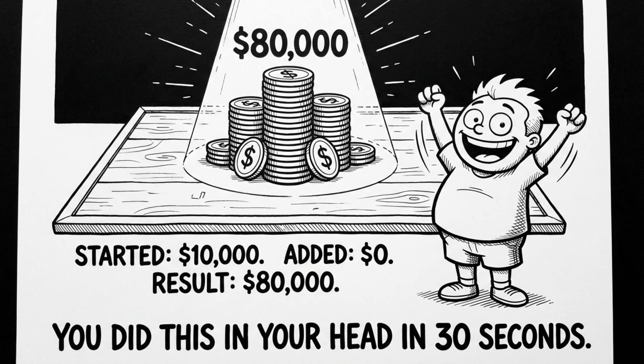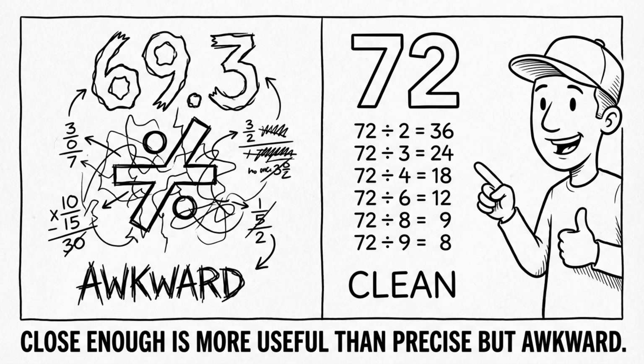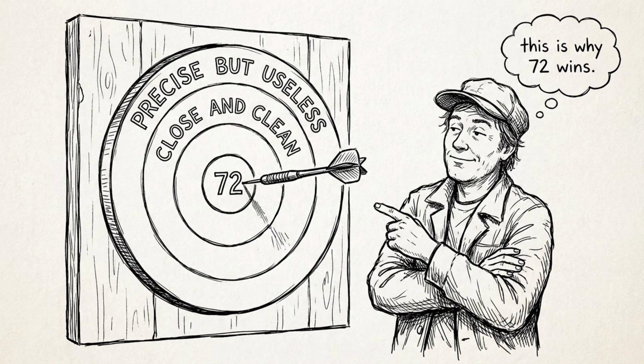So, mathematicians agreed, close enough is more useful than precise but awkward. 72 is the sweet spot between accuracy and usability, and for practical purposes, it is accurate to within 1 to 2% of the real answer. Look at the accuracy. At 6%, the exact answer is 11.9 years. The rule of 72 gives you 12. At 10%, the exact answer is 7.27. The rule of 72 gives you 7.2. At 8%, the exact answer is 9.01. The rule of 72 gives you exactly 9.